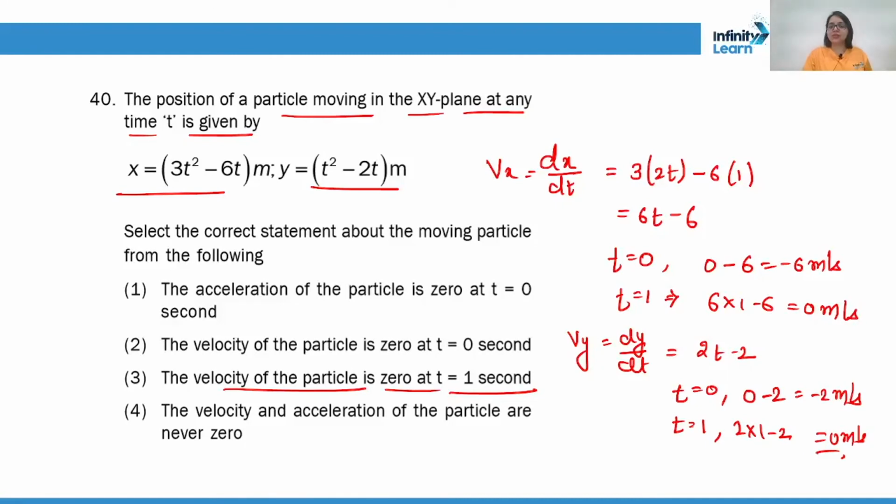At t = 0, it is non-zero. If you further differentiate this expression, you will get ax, which is 6, and ay, acceleration along y, which is 2. So at t = 0, 1, 2, 3, 4, the acceleration of the particle will be constant along both the axes, 6 and 2 meters per second square respectively. So that is why the correct option is option 3.